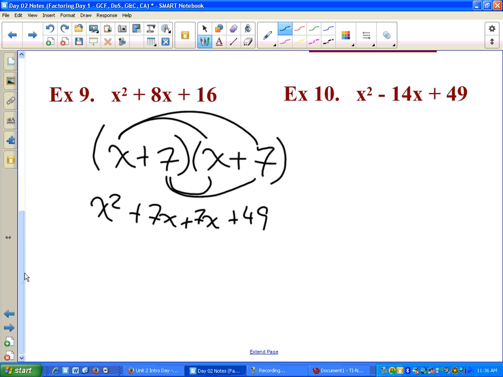So I get a perfect square in front. I get a perfect square in the end. What do I get in the middle? Twice my original number. Instead of 7x, I get 14x. I get double the amount. And this is another pattern.